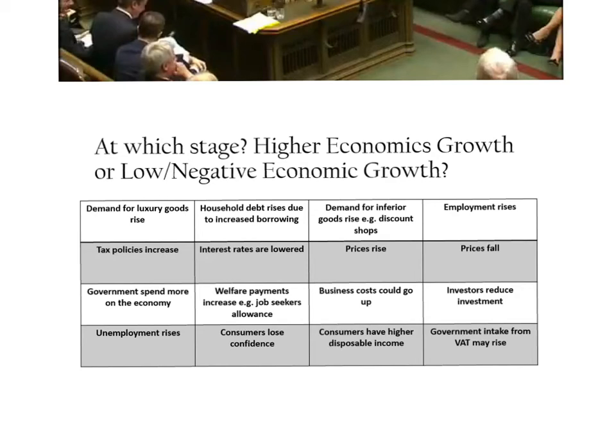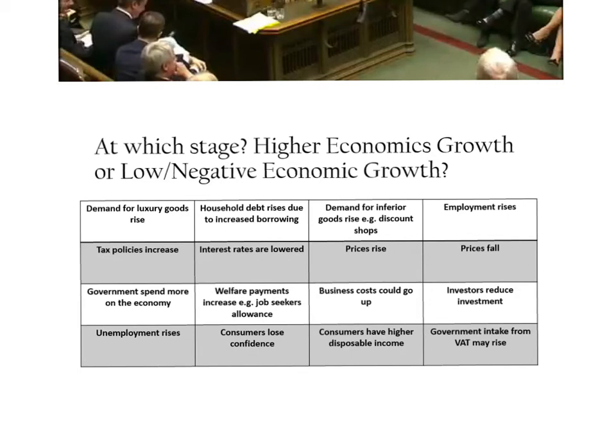So let's start off with demand for luxury goods, and that relates to something that you may have seen in your textbook called income elasticity of demand. What that relates to is, if your income goes up and the demand for certain goods also goes up, then it's got a positive income elasticity of demand. Now if it's quite highly positive, then that might indicate that these goods are luxury goods. And that would happen if there's high economic growth.